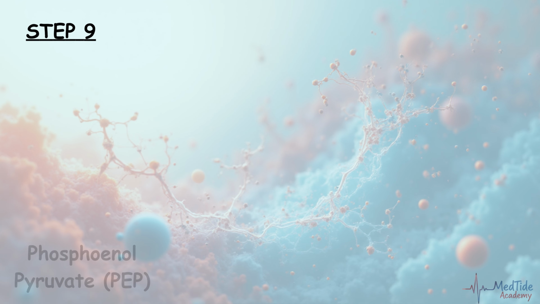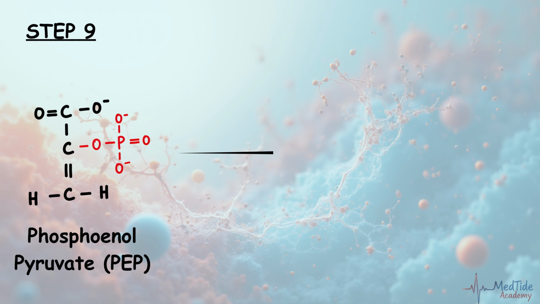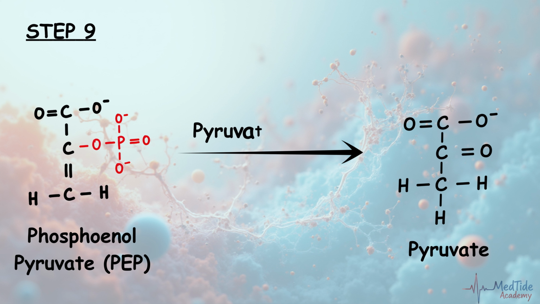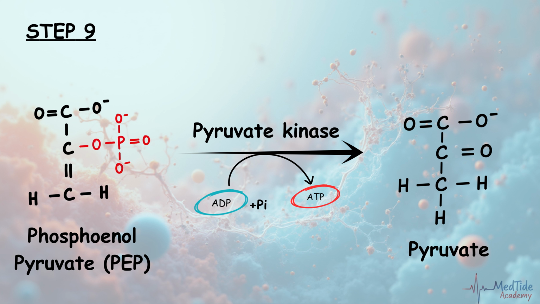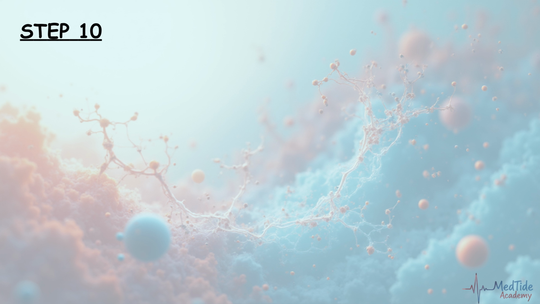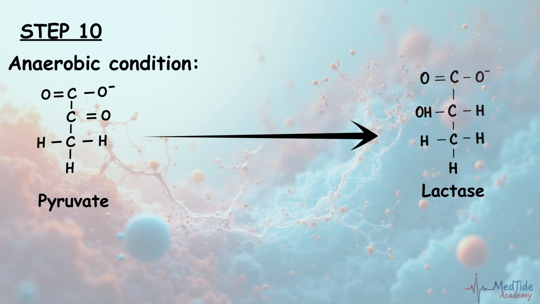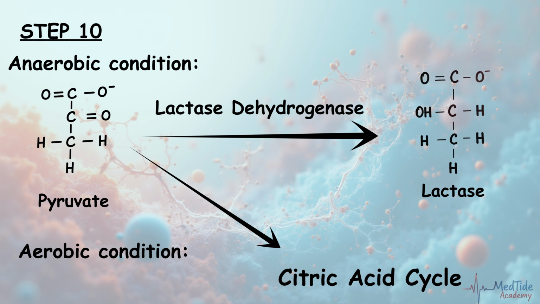In step 9, phosphoenolpyruvate is dephosphorylated to pyruvate by the enzyme pyruvate kinase. This simply means that the phosphate group was removed from phosphoenolpyruvate. The phosphate was added to another molecule of ADP, also formed from the previous steps, converting it to ATP. This reaction is irreversible. Some authorities may argue that step 9 marks the end of the glycolytic pathway. However, in anaerobic conditions, pyruvate is reduced to lactate by lactate dehydrogenase. But in aerobic conditions, pyruvate enters the citric acid cycle.